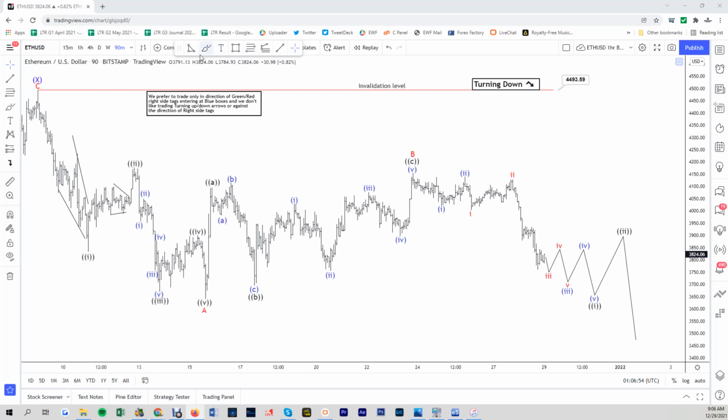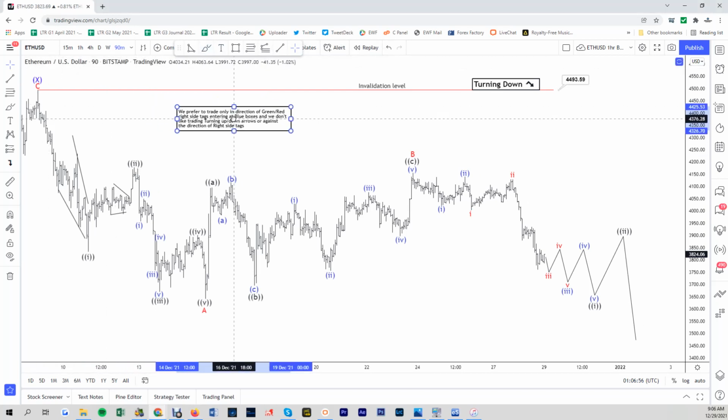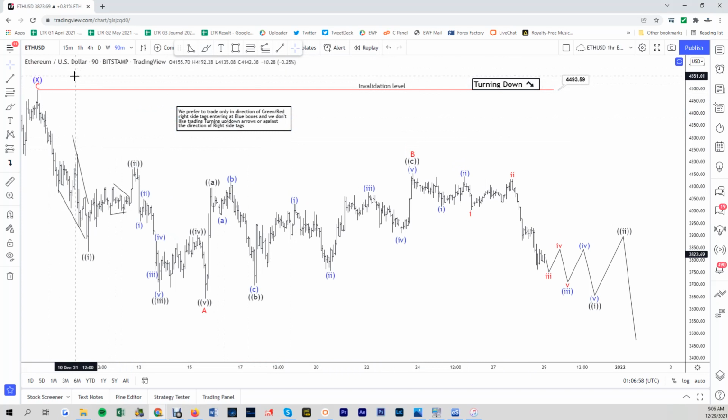Today we're going to be looking at the chart of Ethereum here. Now we can see that Ethereum ended with X here at 44.93, which means that we are now within the wave Y to the downside.